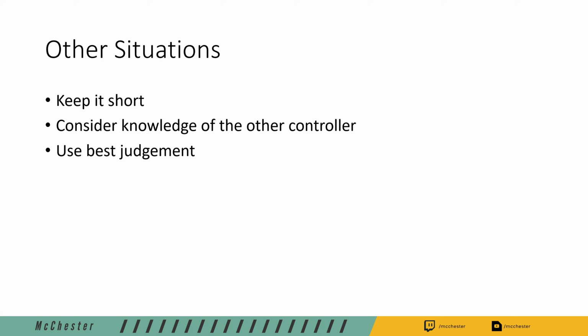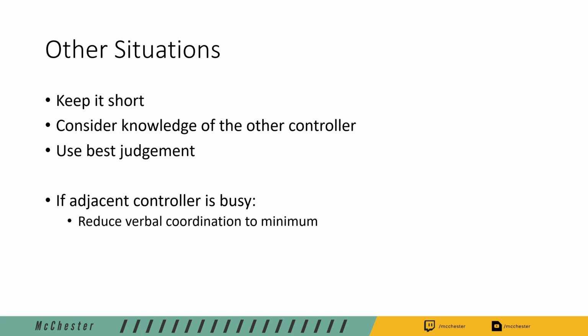Also, use best judgment on which items are to be coordinated and which are not. Try to keep verbal coordination to a minimum because we do not have a coordinator controller on VATSIM. Most of the controllers on VATSIM are just all by their own. If the adjacent controller is busy, try to reduce verbal coordination to an absolute minimum. Use the Euroscope and Topsky coordination features if possible. Also, try to reduce nuisance requests via Euroscope and Topsky to an absolute minimum. So no unnecessary requests for direct and no unnecessary level requests, heading or speed requests.